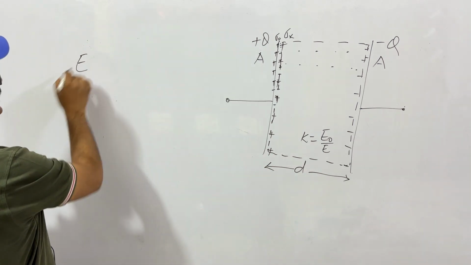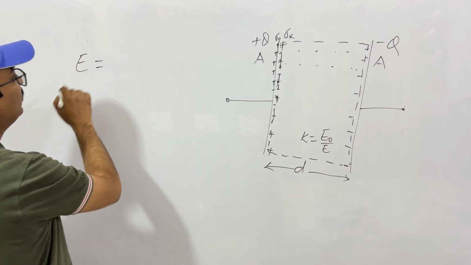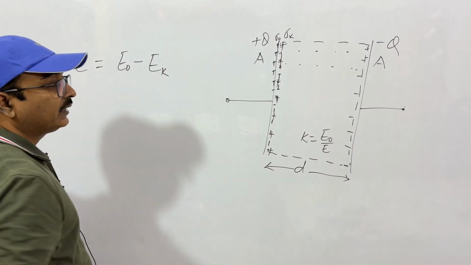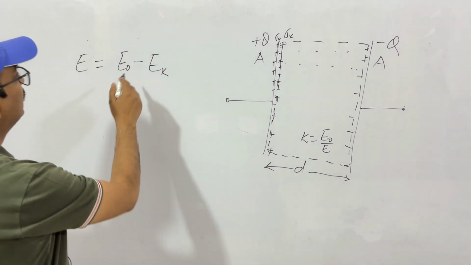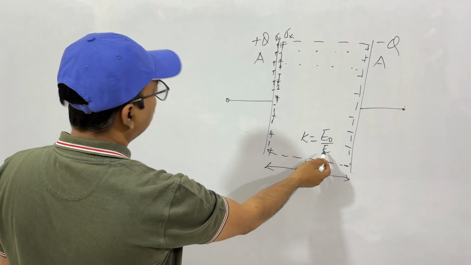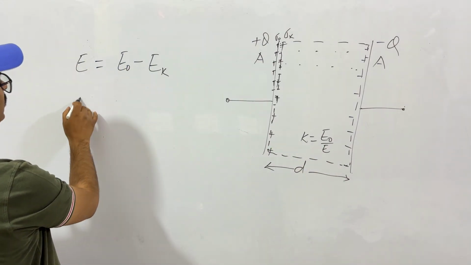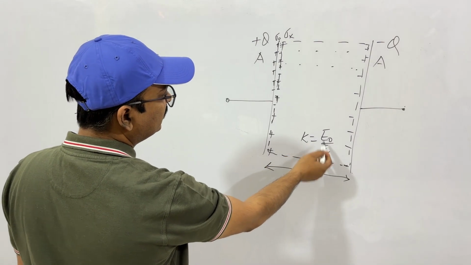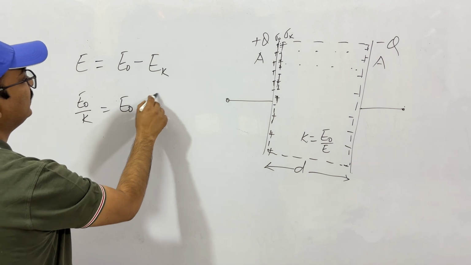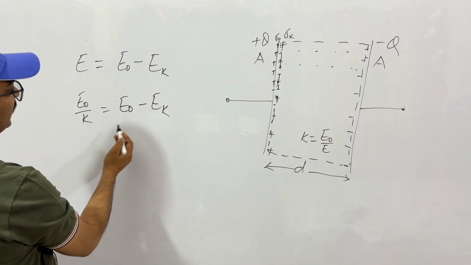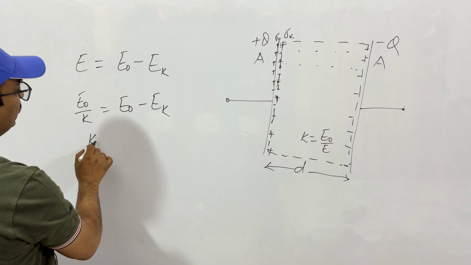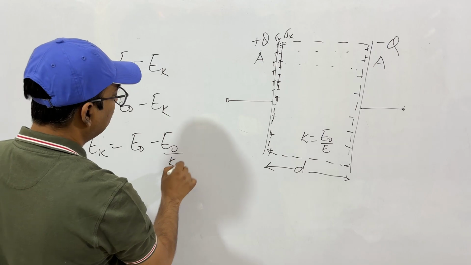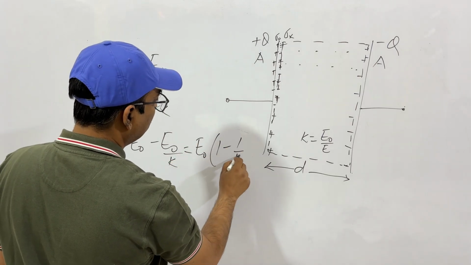Now the electric field inside this dielectric slab will be E0, that is the original one, minus the electric field due to K. So what we can do, we know K is E0 by E, so E will be E0 by K. So that is E0 minus EK equals E0 by K. Let's put it on one side. So you get EK equal to E0 minus E0 by K. That is, if you take E0 out, 1 minus 1 by K.